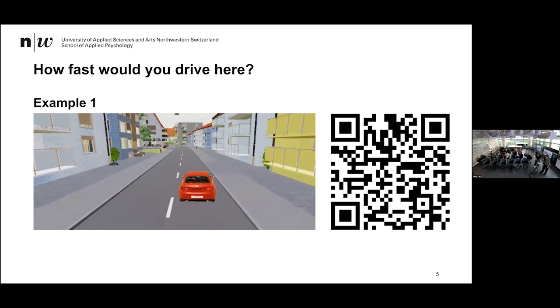So we have the audience. Does it work? And you can indicate how fast you would drive this road. It's the look and feel of a Swiss road, that you imagine yourself to be in this situation.